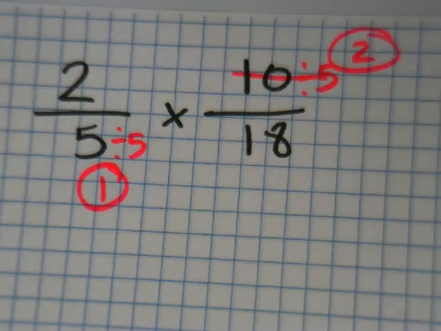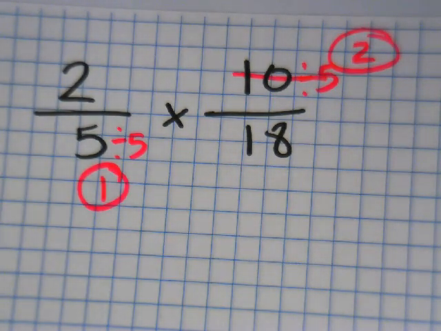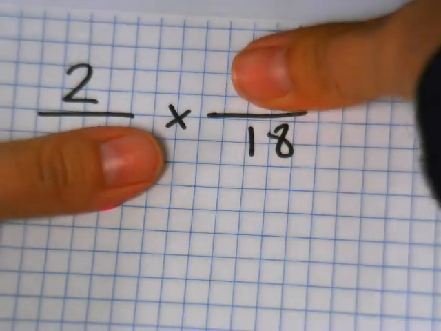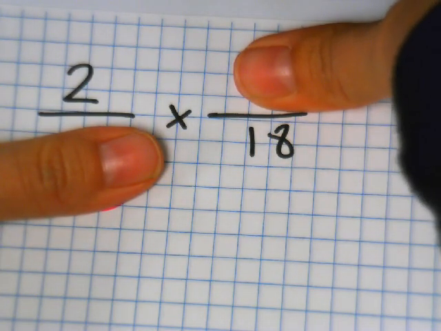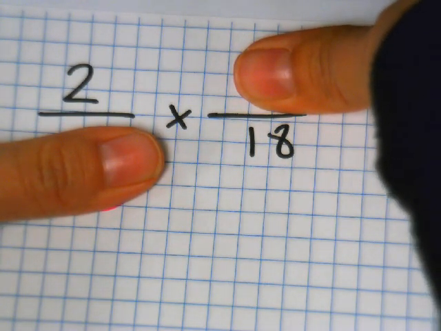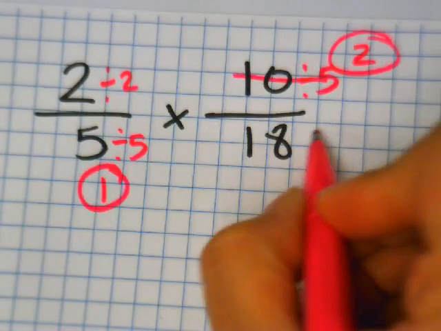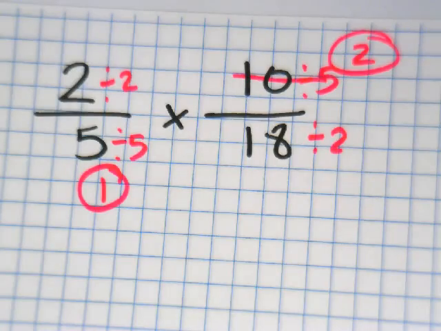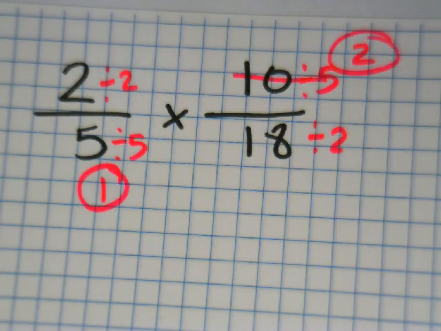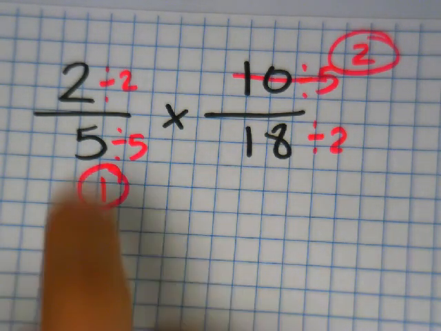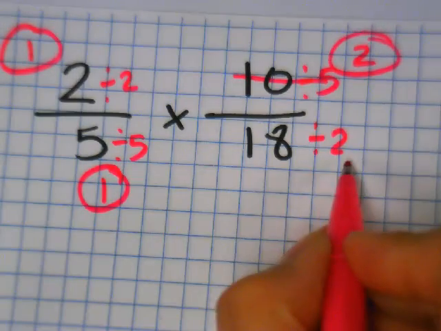You can stop right there, or you can check the other corner. So if I check the other corner, 2 and 18. What can I divide 2 and 18 by? 2. Write it down. So you can actually simplify both corners. What's 2 divided by 2? 1. What's 18 divided by 2? 9.